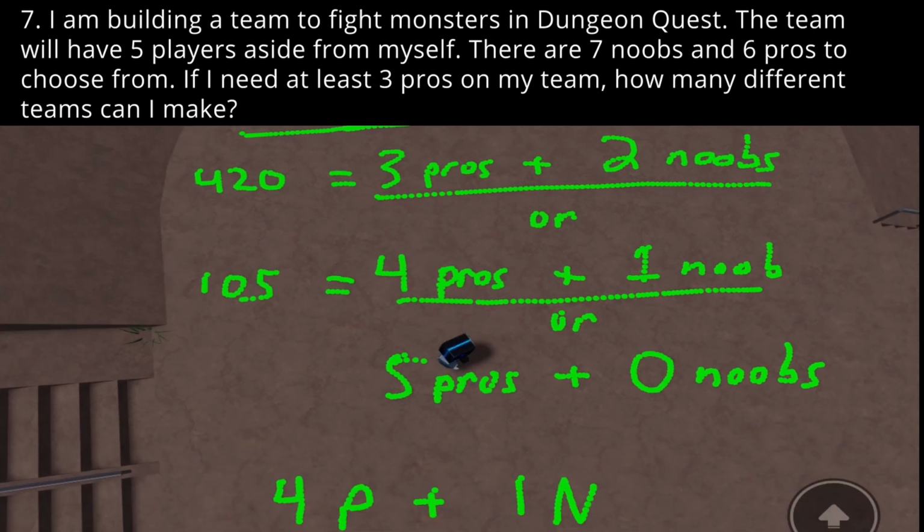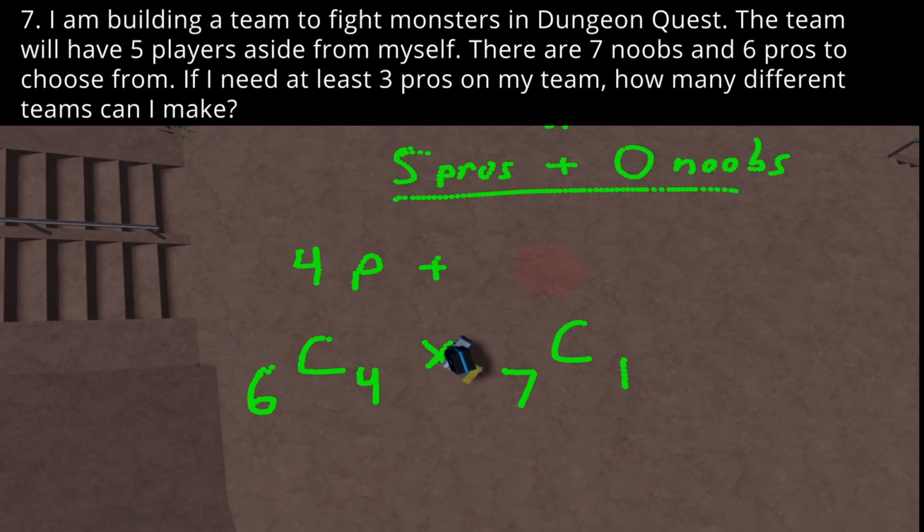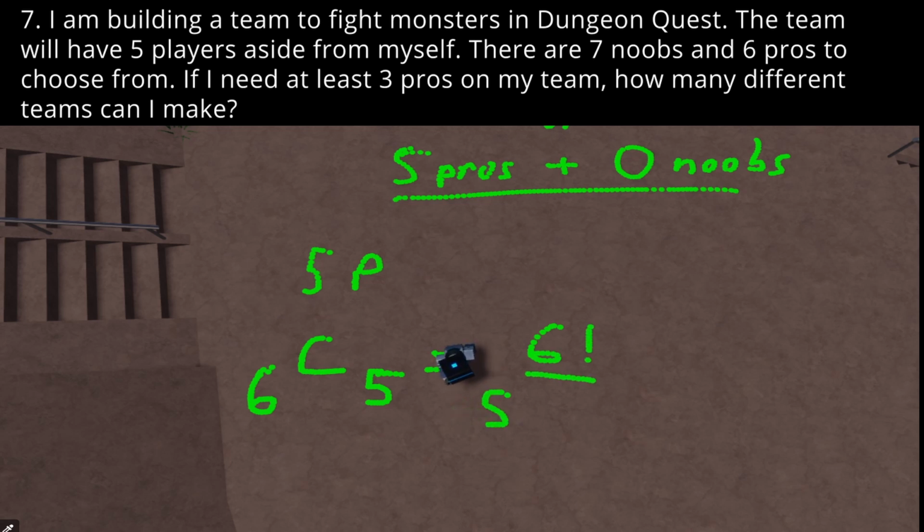And finally, let's work on 5 pros and 0 noobs. So I'm just going to rewrite 5 pros and no noobs here. So notice, if we're not picking any noobs, we don't even need to consider them. So we're just worried about the pros now. So if we're choosing 5 pros out of 6 total pros, we just write the expression here. That's 6 factorial divided by 6 minus 5, which is 1 factorial, times 5 factorial, because we need to write r factorial again.